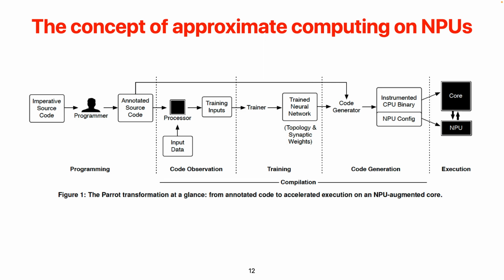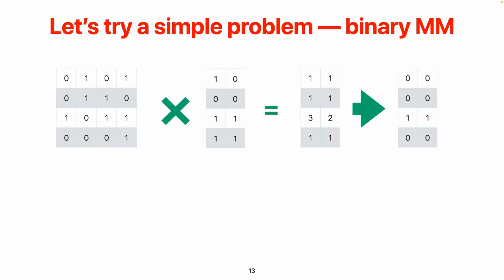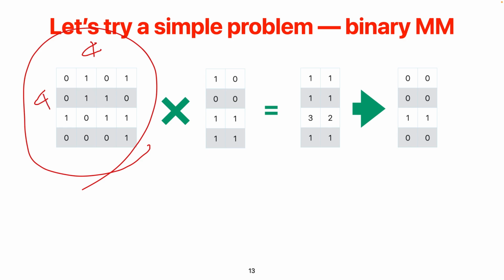Now, given that you have that kind of machine, and consider that you have learned the idea of approximate computing on NPUs, I'm giving you a toy example program. This program is like this. I am doing matrix multiplication, but let's make it simple. It's a 4x4 matrix by 4x2, so the result would be 4x2 as well. But let's make it even simpler.